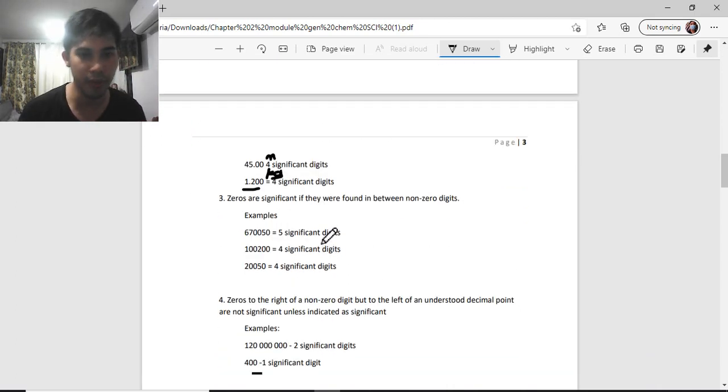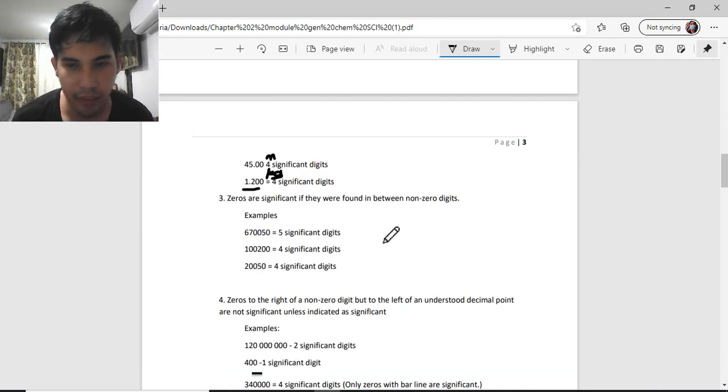Number 3, zeros are significant if they were found in between non-zero digits. What are your non-zero digits? From 1 to 9. Like here, you have 67005, 0. You only count these first numbers. You have 2 zeros in the middle, therefore add the three non-zero digits. That is your 5 significant digits.